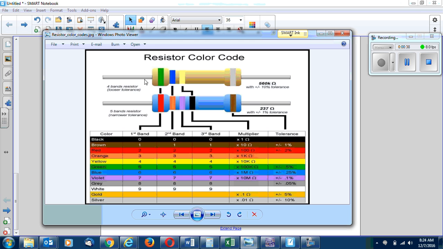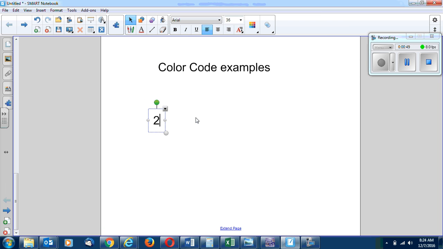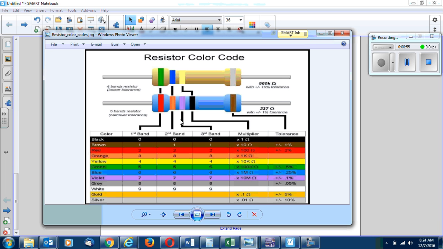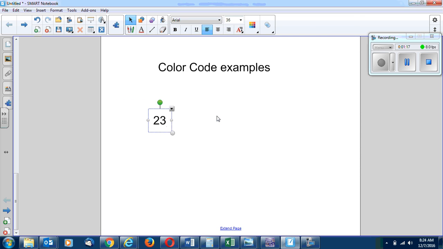Then I look at my bands again. My next band is, I believe, orange. When you look at the orange column for second band, it's 3. So I put down 3. Next, I look at the next band. This is my third band. I need to check, is this a 5-band resistor or 4-band resistor? If it's a 4-band resistor, then this is a multiplier. But this is not a 4-band resistor. This is a 5-band resistor. So I look in the third band column, and I have violet, and this is a 7. So just put in a 7 here.